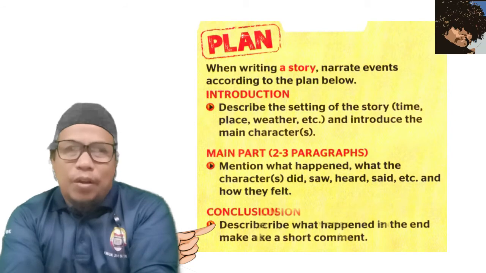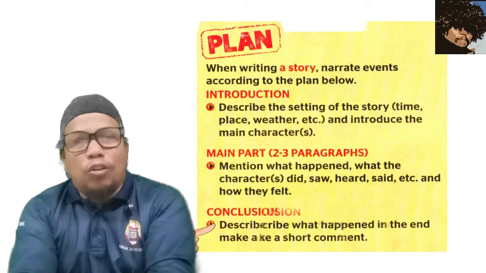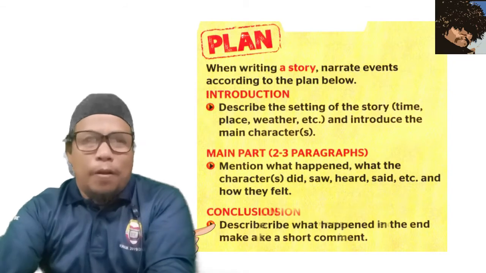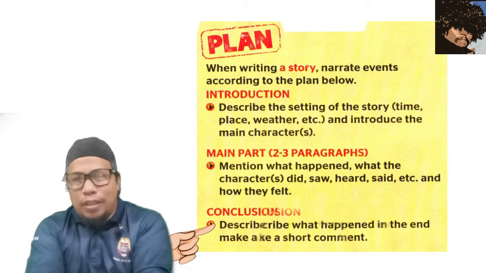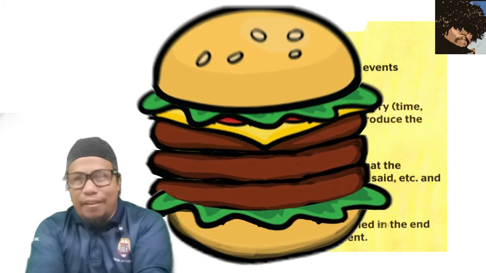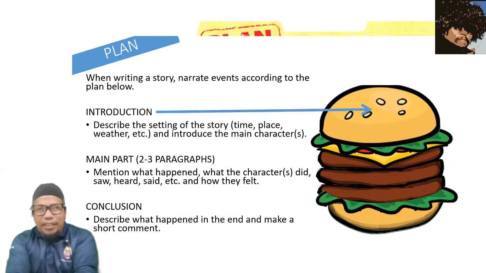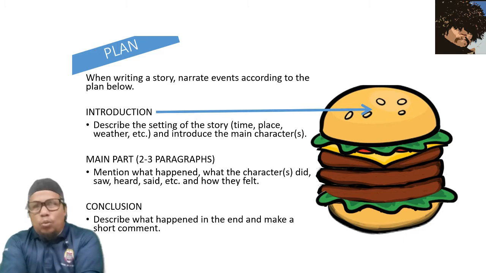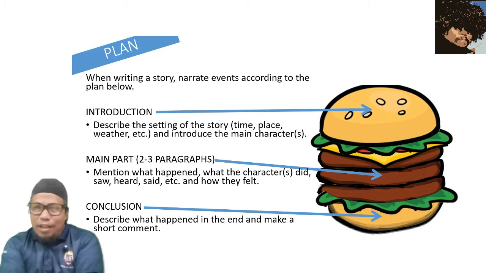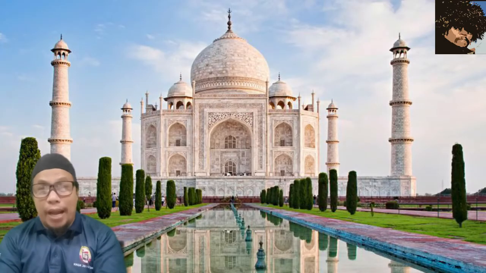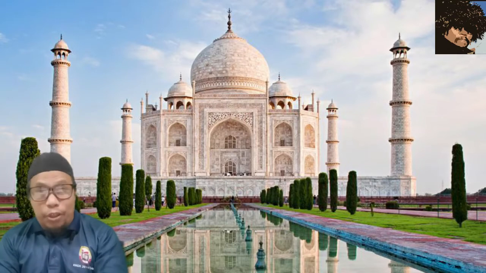And finally, conclusion. Describe what happened in the end and make a short comment, if possible. When talking about the structure of an essay, I always compare it with a hamburger. Look at this diagram, everybody. The top bun of the hamburger is the introduction. The main part, consisting of 2 or 3 paragraphs, is the meat, the patties. And then the conclusion is the lower bun. If you include everything, we are going to have a very delicious burger. And if you combine everything, if you make sure everything is in good condition, you will get a very good essay. Just to give you an idea of an account of a true event, I'm going to share with you an experience of mine that I had when I was traveling to India.